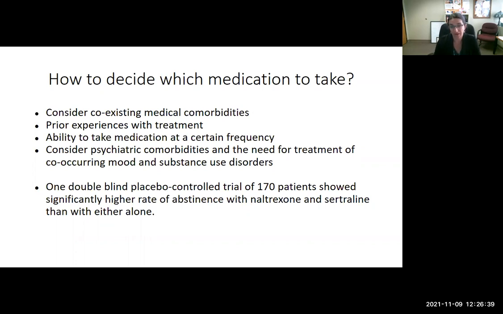Also, their ability to take medication at a certain frequency. They may do better with a monthly injection than, say, a medication that they have to take daily or multiple times a day. Also want to remember to consider their psychiatric comorbidities and need for treatment for co-occurring mood and other substance use disorders.